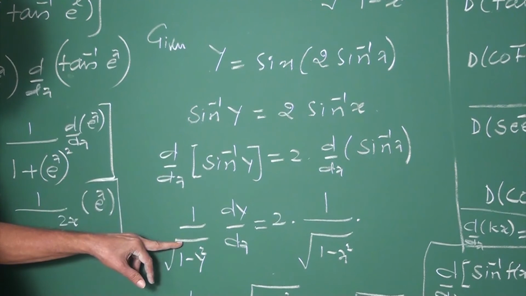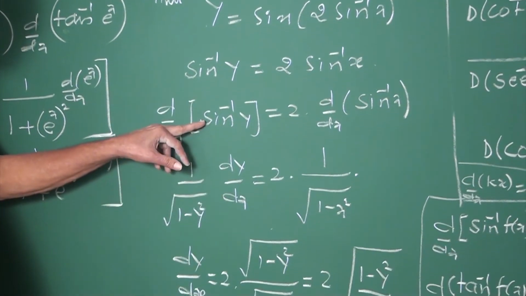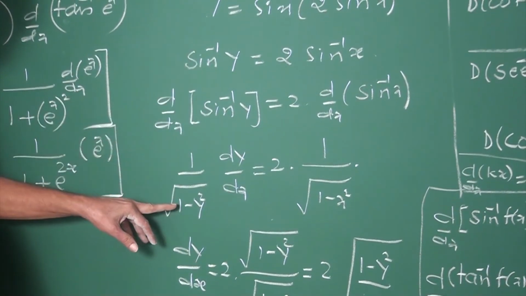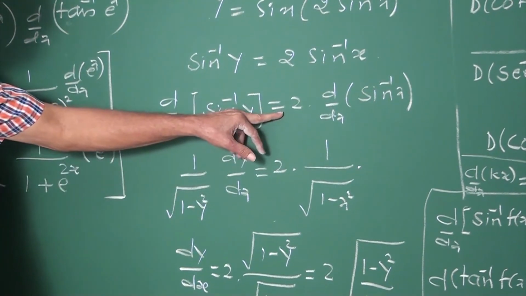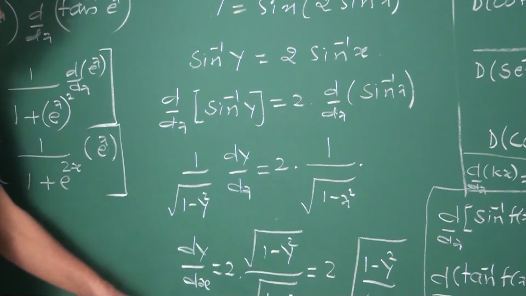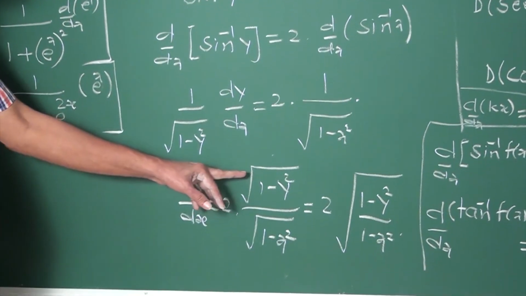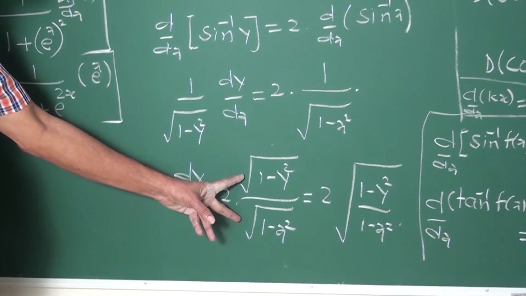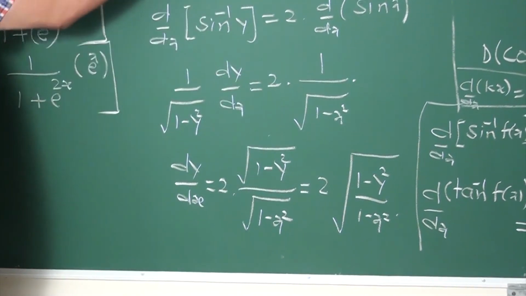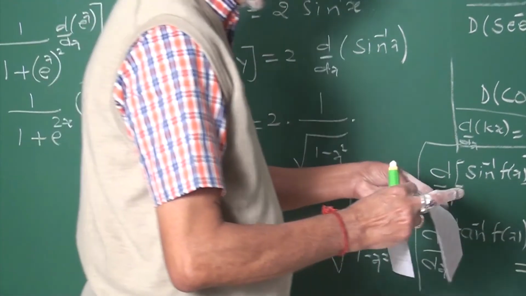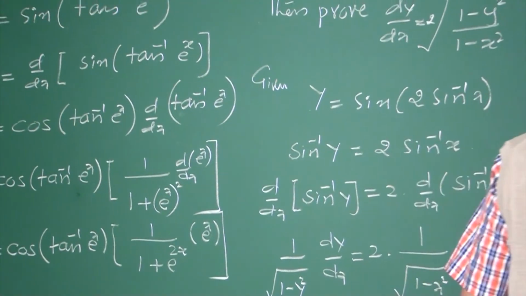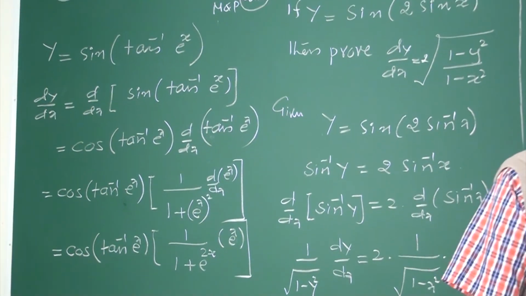First with respect to y, then y with respect to x. Sine inverse y formula: 1 by root 1 minus y square into dy by dx equals 2 into its derivative. Rest is simplification. Shift to the RHS. Simplify. You have the same answer like this, my friends. One more on the same type.